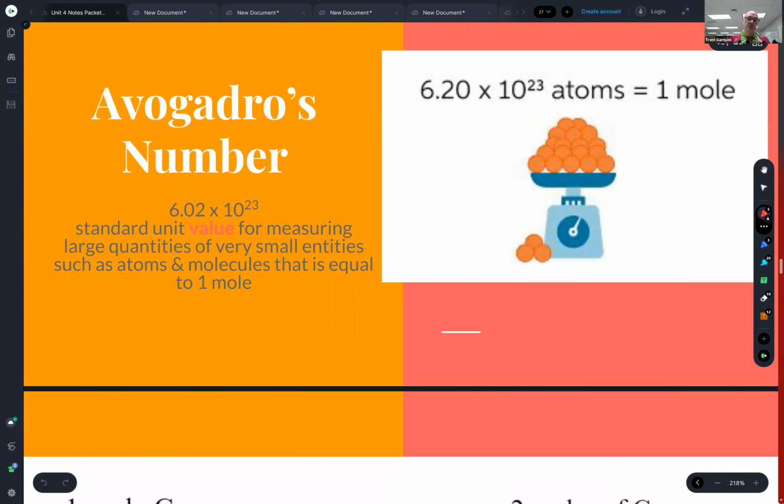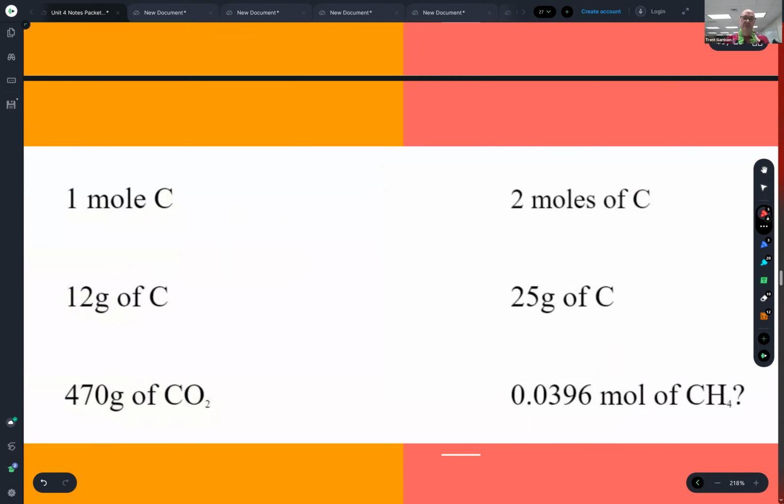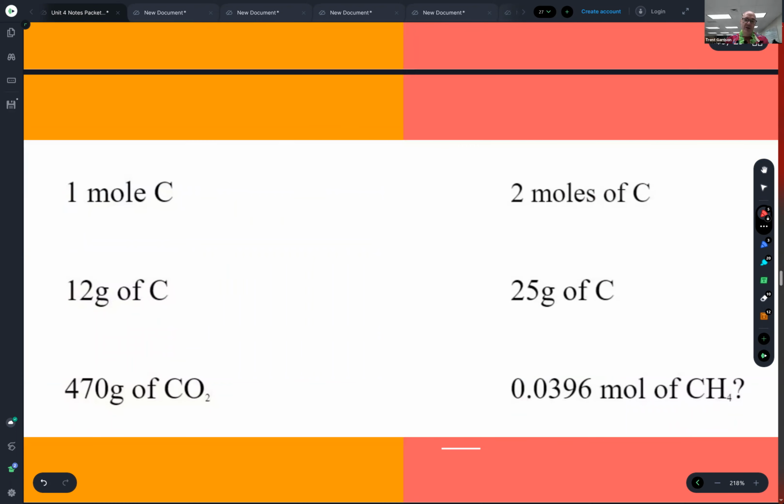So we've got to get used to the idea that a mole is this value. It's this 6.02, that is in reverse 6.02 times 10 to the 23rd atoms. And that is a mole. So let's practice now what we already know about a mole value for how to convert between moles and grams.